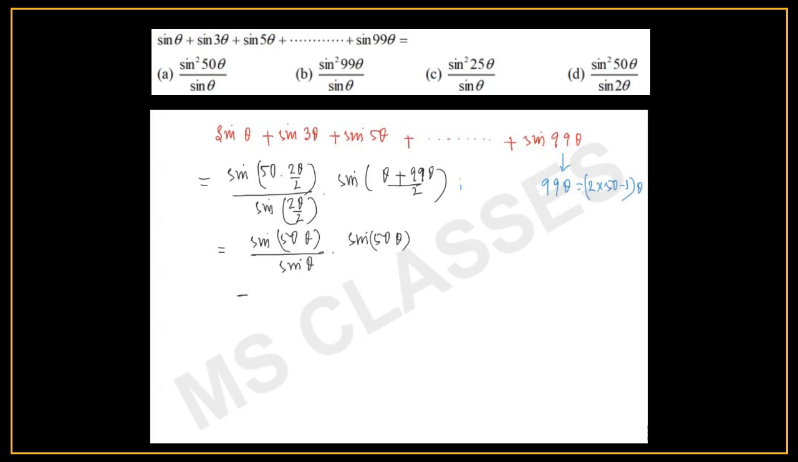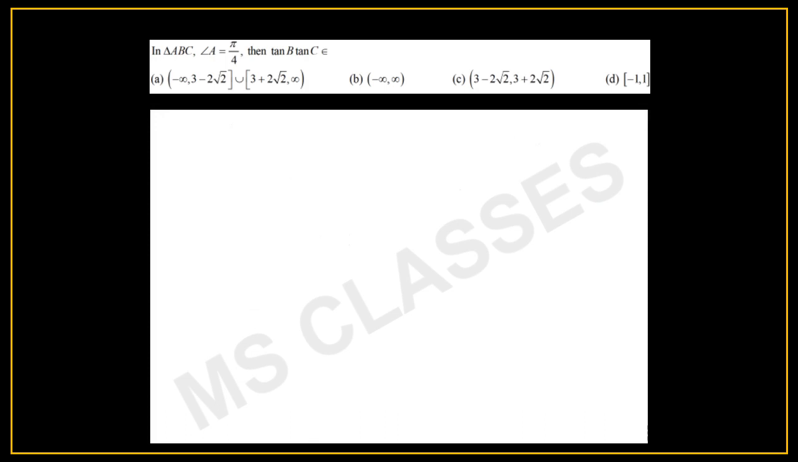So this gives us sin square 5θ by sin θ. Next we come to another type of sums where we have to use the concept of quadratic equation to solve the sum. It is given in a triangle ABC. We have angle A equal to pi by 4. And we have to find all possible values of tan B, the product of tan B and tan C.